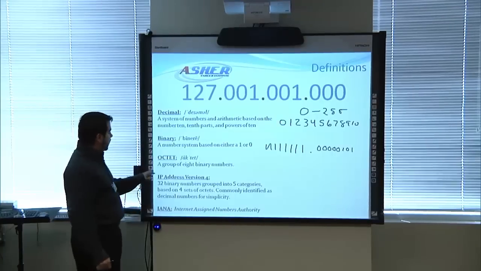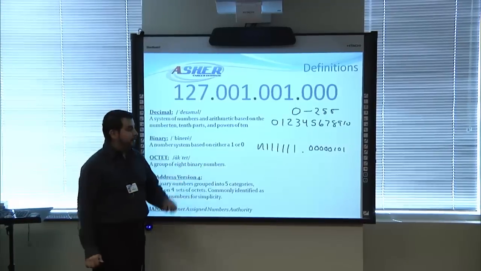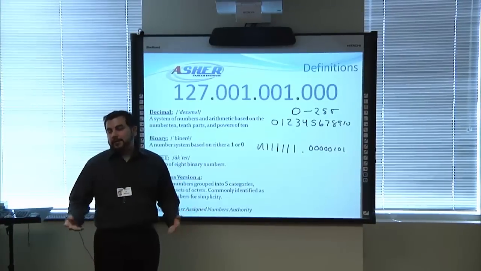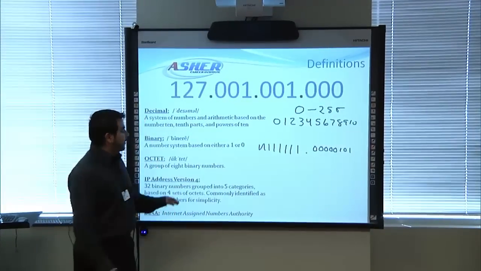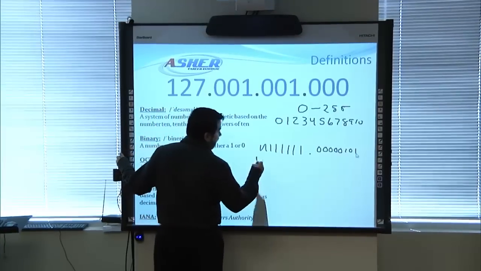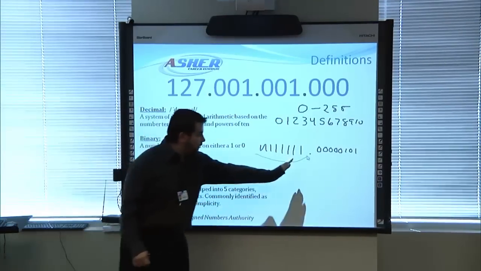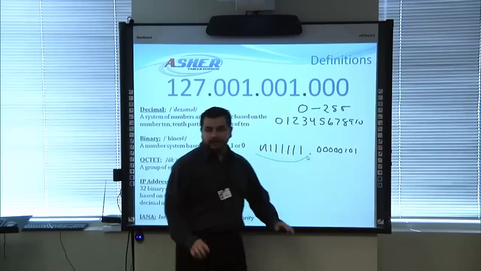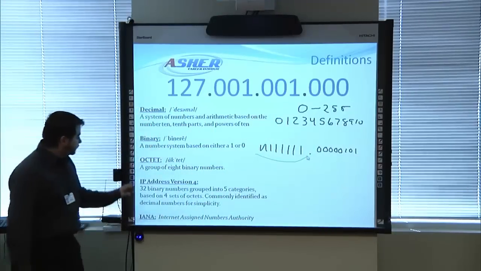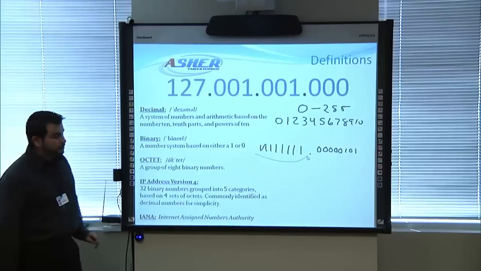Next, an octet. An octet is a group of 8 binary numbers. An octet really is an 8 of anything, but when we say an octet, we're going to mean 8 binary numbers. Okay, so this is one octet. This is another octet, a second octet. Okay. Next, IP address version 4.